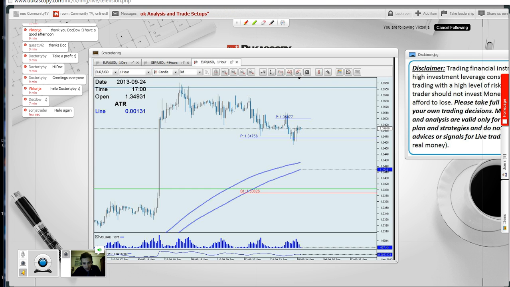Also, we had today retail sales and core retail sales from Canada. Better than expected, the core retail sales 1% vs previous minus 0.9 and 0.6% expected.